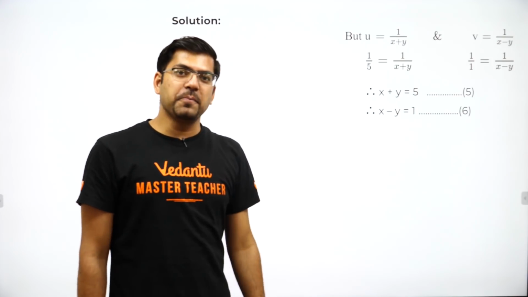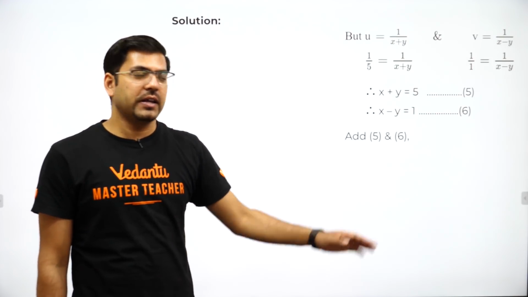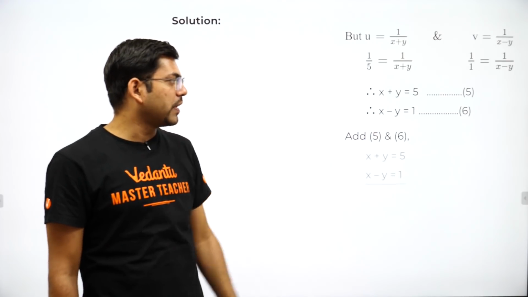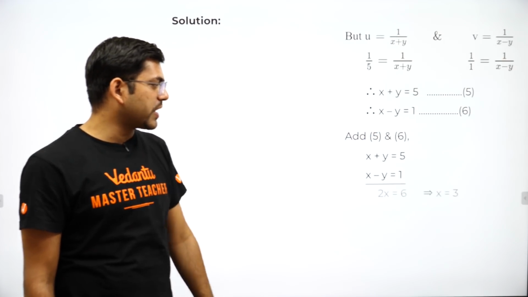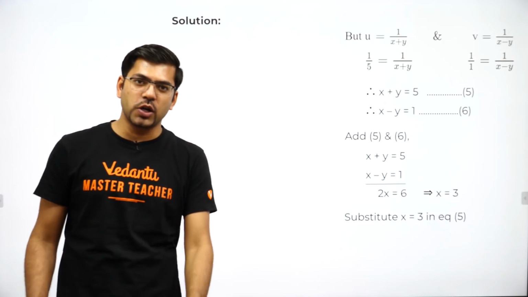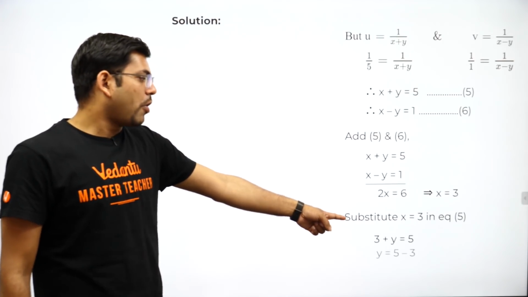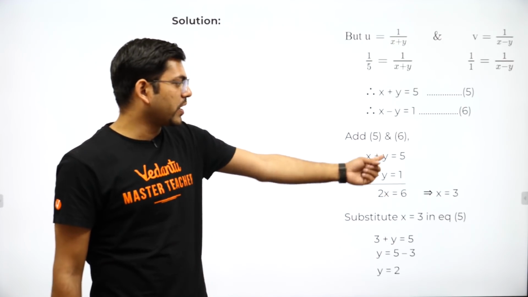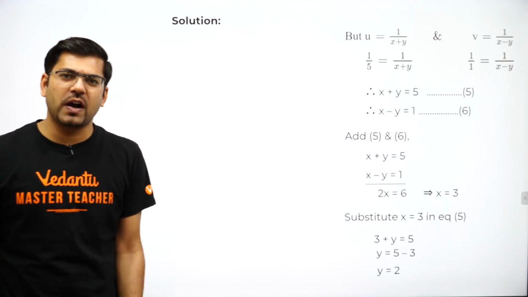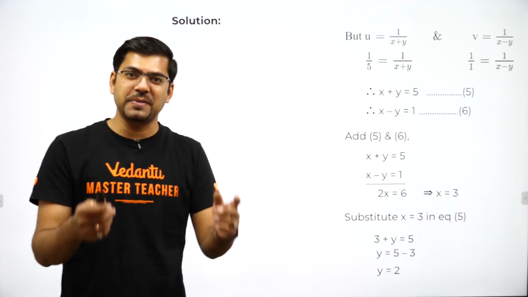Adding both of the equations, I'll be cancelling the y, and adding both of them will give me 2x is equal to 6, and we will have the value of x equal to 3. Once we have got the value of x equal to 3, we will get the value of y equal to 2 by substituting it in the equation. So we have got our x and y in a very easy manner.